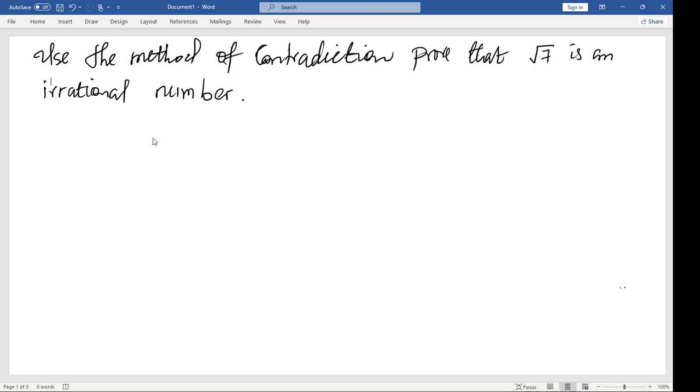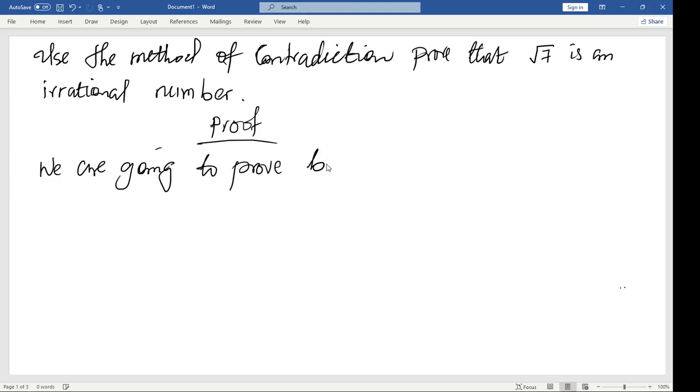So now here, we're going to say prove them. Okay, so we state the method first that we're going to use here. So here we prove, or we are going to prove, by using the method of contradiction.